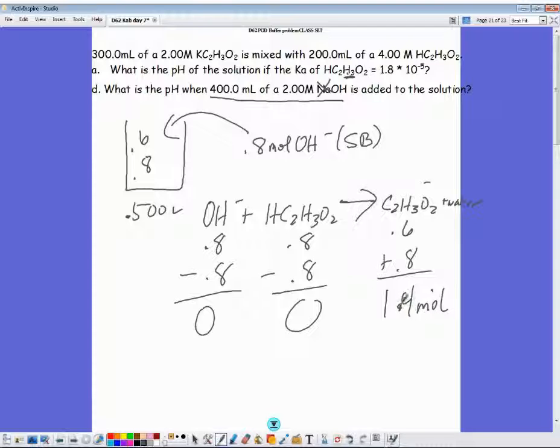0, 1.4. Again, what does Ms. Matney want you to do? I want you to stop, look, and listen. I want you to say, what do I have? Not a buffer. Can't use HH if I don't have a buffer.